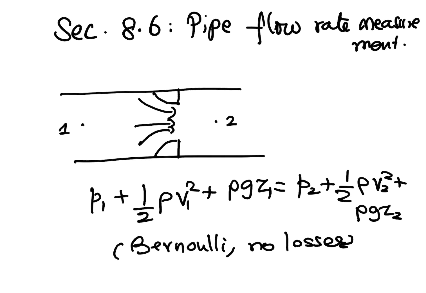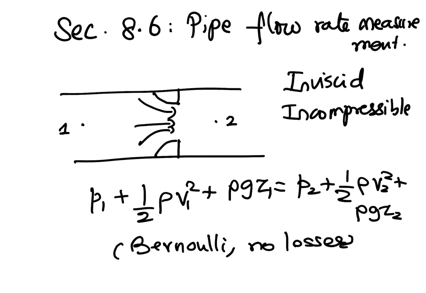So the last topic in this unit is that of pipe flow rate measurement. In a previous chapter, we saw that between any 2 points in a pipe flow, which is inviscid, in which there is no compressibility effect, the flow is incompressible, and steady flow, one could apply the Bernoulli equation between 2 points that are connected by the same streamline.